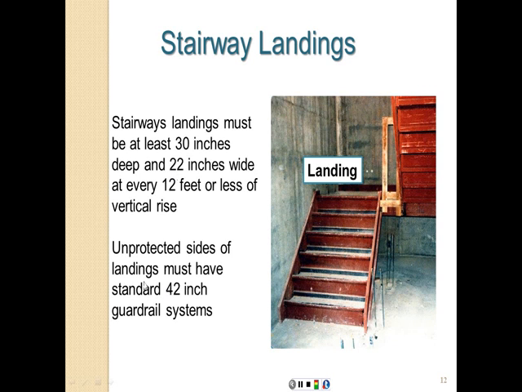Unprotected sides of landings must have standard 42-inch guardrail systems, like this one here, for example. This is a guardrail. Although it's not complete, it's missing something here, which is the mid rail, but the maximum height here is going to be 42 inches.